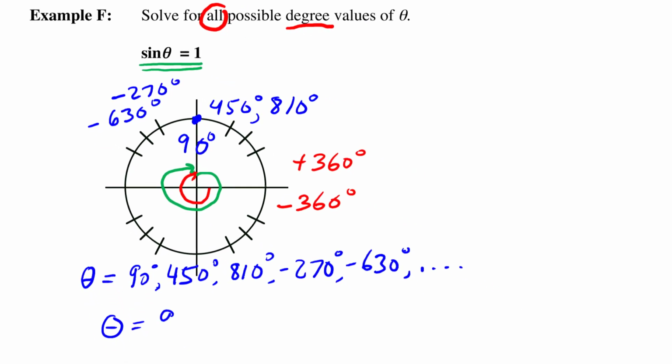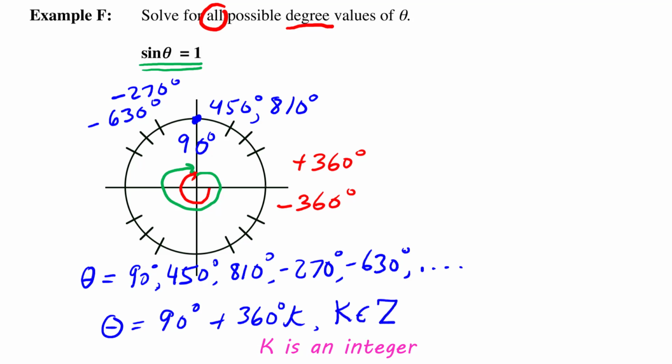So what we have is a way to abbreviate this whole solution set, and that is by writing theta equals 90 degrees plus 360 degrees k. And the value of k is an integer. You know, that's positive 1, positive 2, negative 1, 0. We say that k is an element of Z. We use Z to represent integers because the German word for number is Zahl, and so that's why Z was chosen.